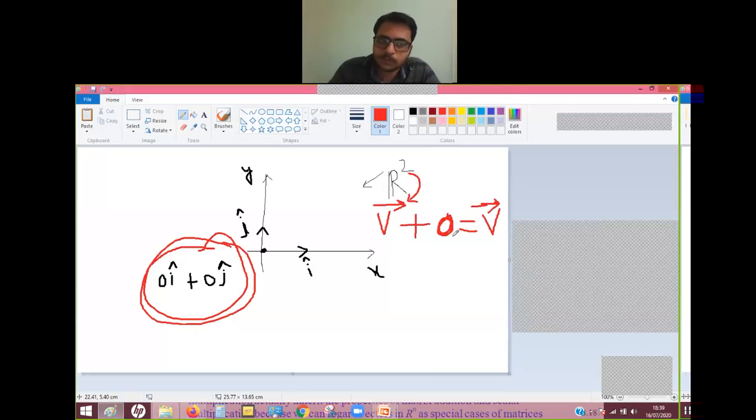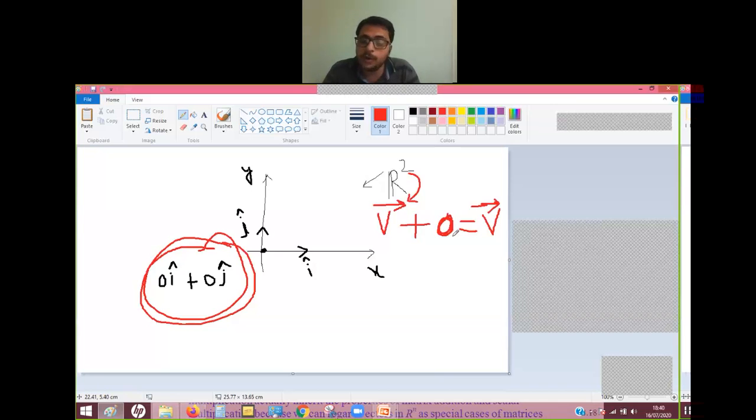Now the zero vector: any vector quantity gives us information about its magnitude and direction. So the zero vector will obviously have zero magnitude, and we cannot say it has zero direction, but we will say it does not have any direction.